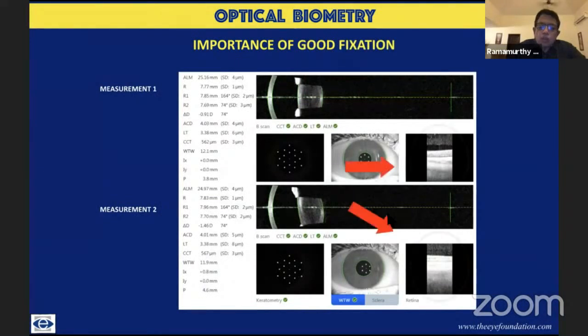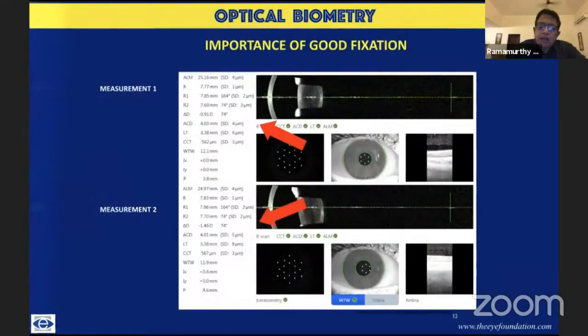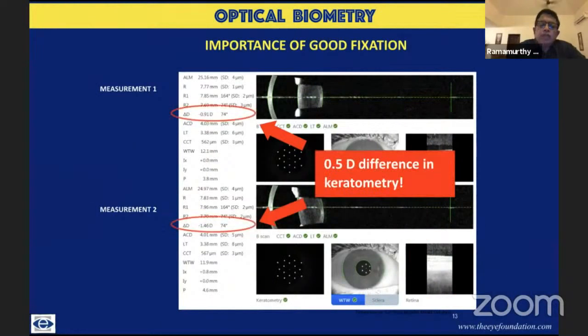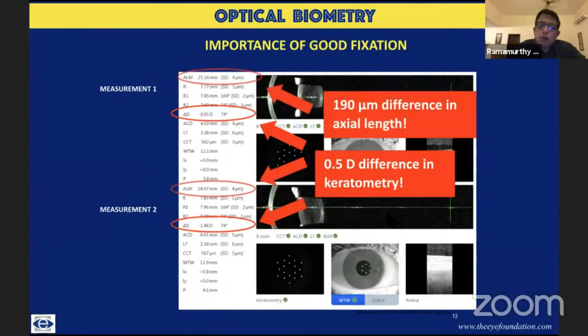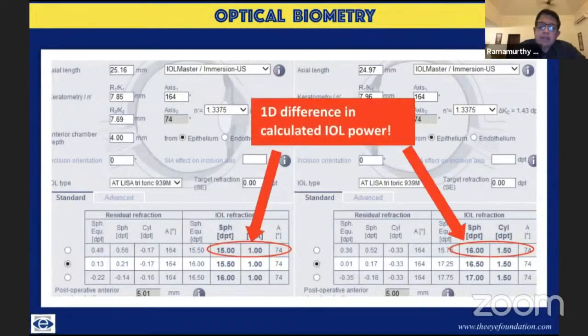When it's not so, as you can see in this case, you do not see the foveal impression. It's poor fixation of the patient, which can be detected by the examiner. And you see that there's almost a 0.5 diopter of difference in the keratometry and 190 micron difference in the axial length. And obviously, it translates to an error of almost a diopter as far as the spherical power is concerned, and again about 0.5 diopters as far as the cylindrical error is concerned.